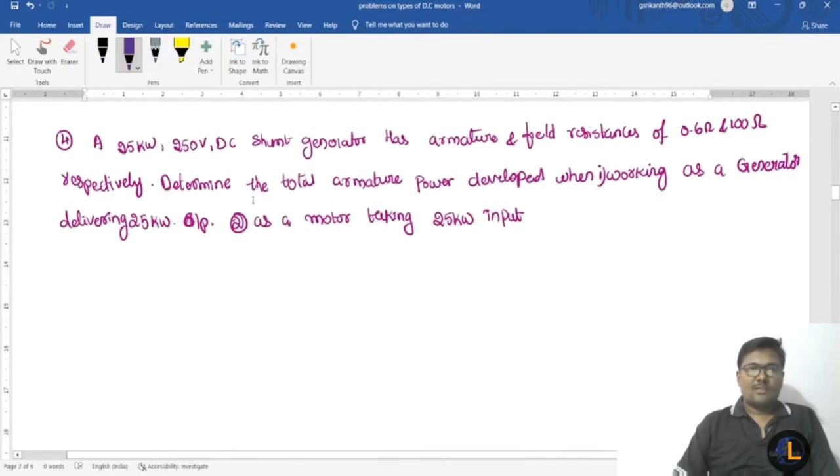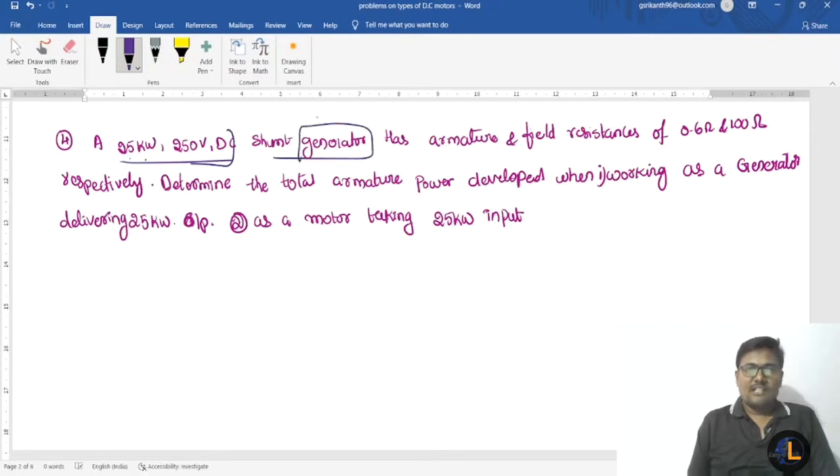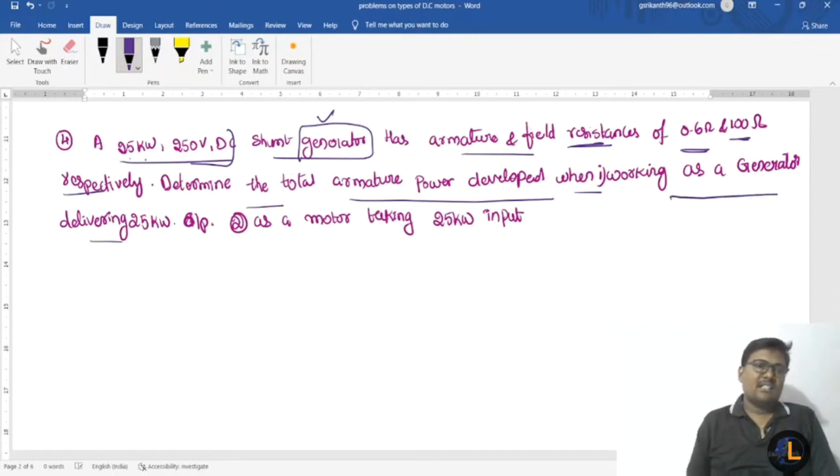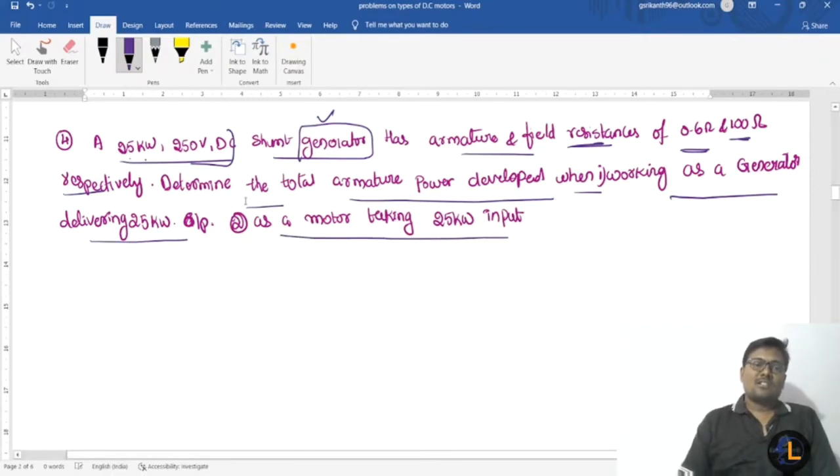Okay, and the next problem is a very important problem. So you know the difference between motor and generator now. A 25 kilowatts 250 volts DC shunt generator or DC shunt machine has armature and field resistances of 0.6 ohms and 100 ohms respectively. Determine the total armature power developed working as a generator delivering 25 kilowatts output, as a motor taking 25 kilowatts as input.